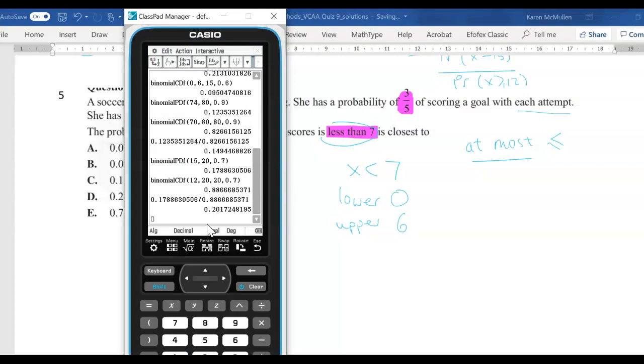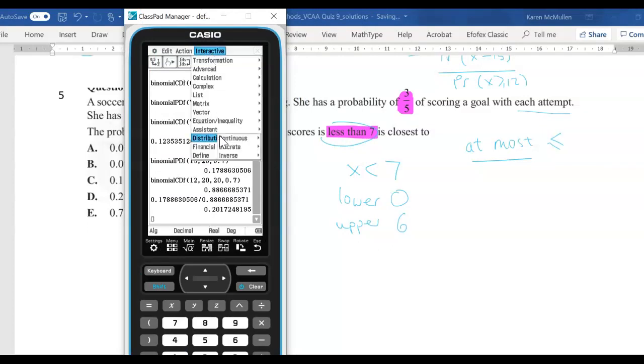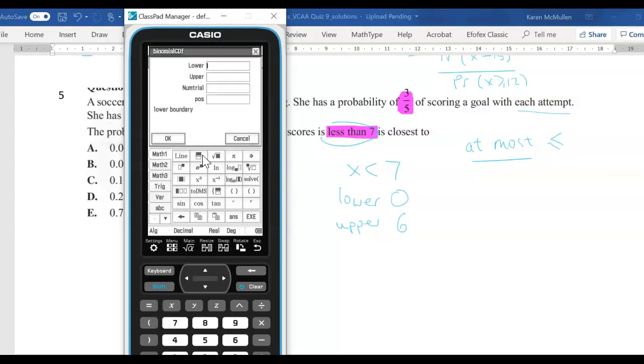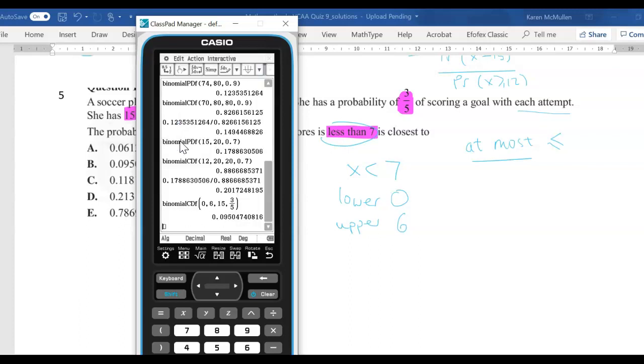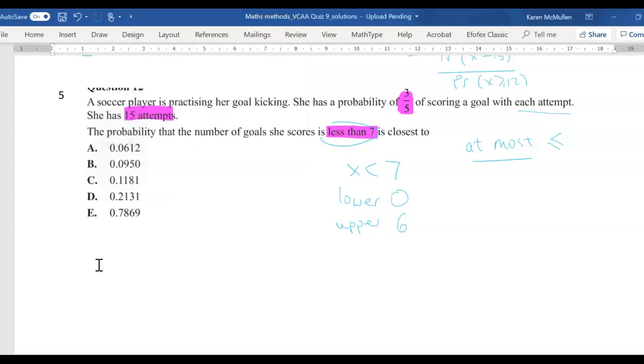She's had 15 attempts, so I just covered that. Okay, so we've got CDF. The lower limit is 0, the upper limit is 6, not 7. If you chose 7, it's actually one of the options. So I probably should look at how many students actually made that mistake. Now I forgot how many kicks she had, 15. And the probability of success is 3/5. You could either write it as 0.6 or 3/5, it doesn't matter. And there's your answer, which is B.